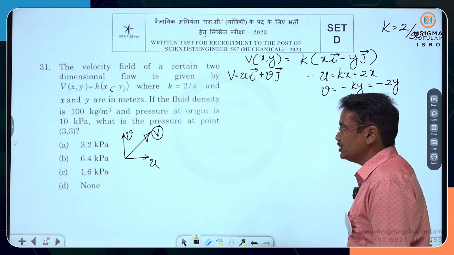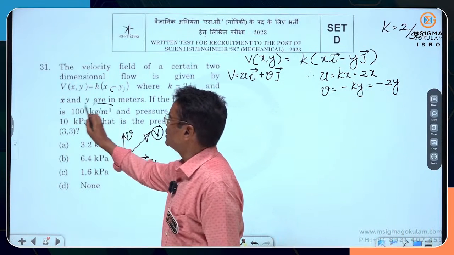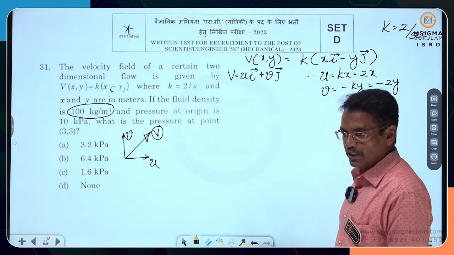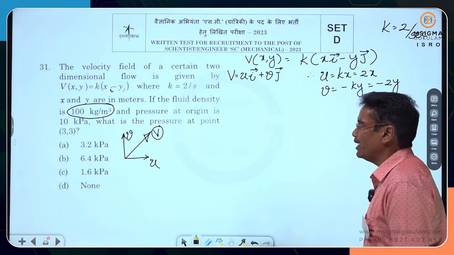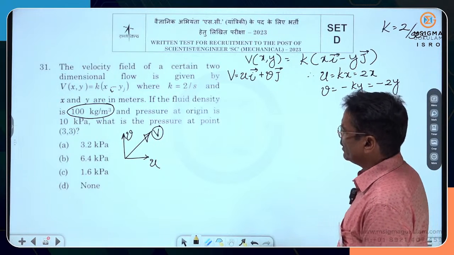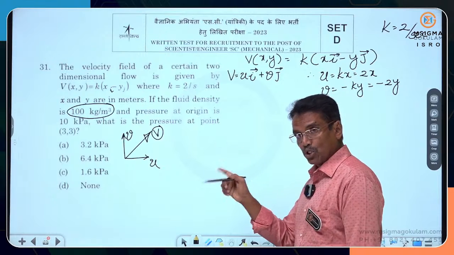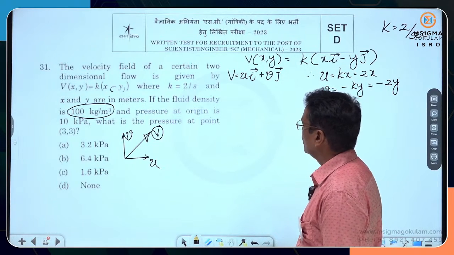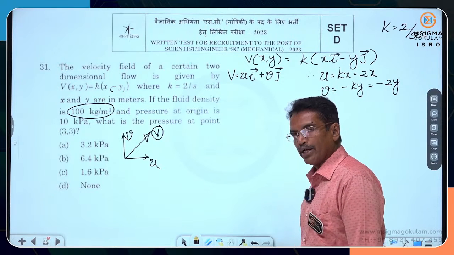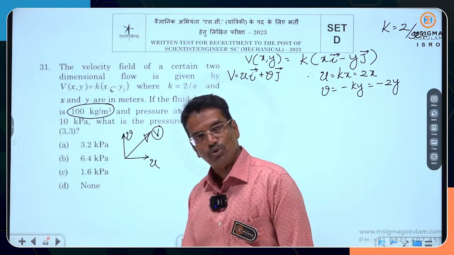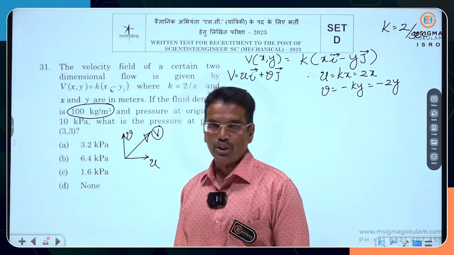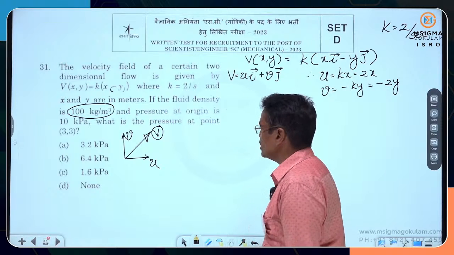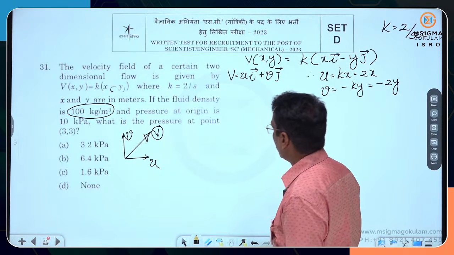If the fluid density rho is given as 100 kg per meter cube and the pressure at the origin is 10 kilopascal, what is the pressure at point 3, 3? It's a very good question and slightly tough. It is one of the toughest questions in the entire question paper. So we need to calculate the pressure at the point. To solve this problem, we have to make use of Euler's equation of motion along the x direction and y direction. What are Euler's equations of motion along x and y direction?